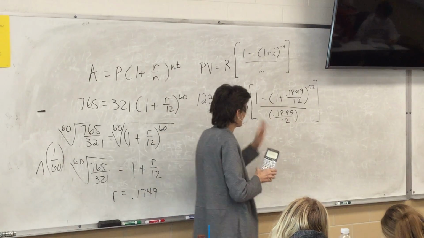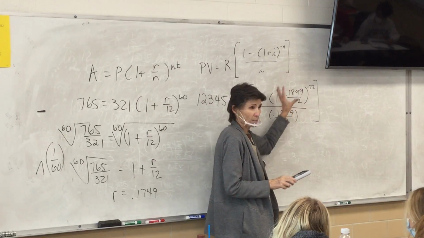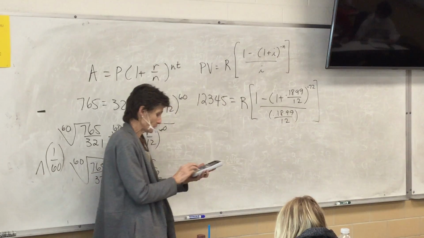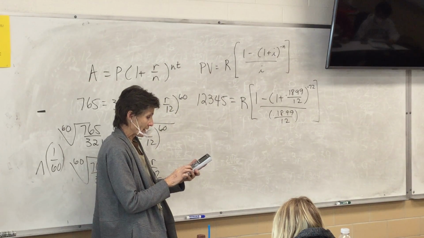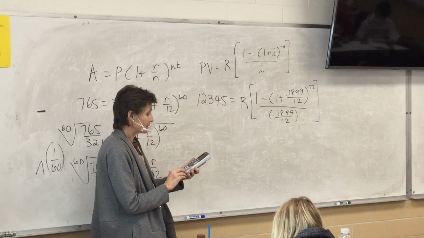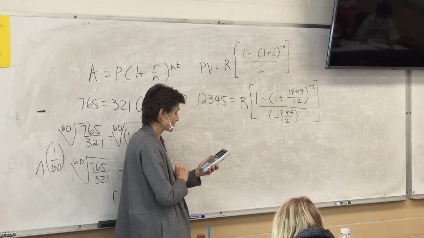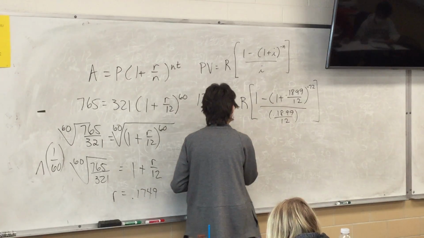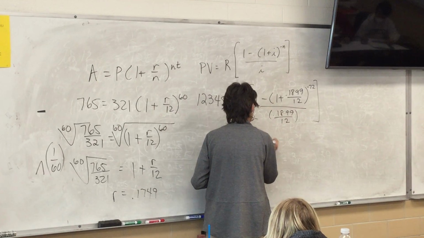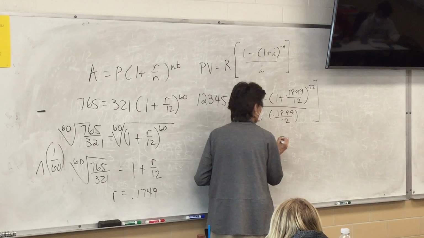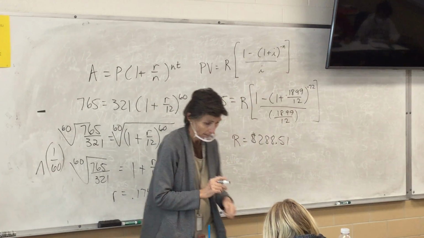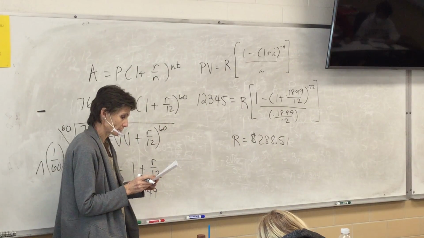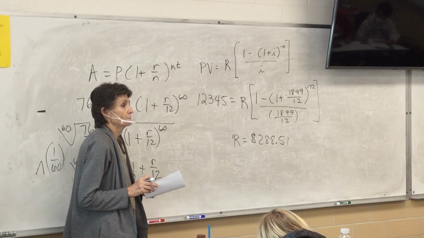So I don't know where you're at. For my bracket, I got 42 point something. So now I'm going to take 1, 2, 3, 4, 5 and divide it by that answer, that bracket answer, and I got 288.51. Would you agree with that?